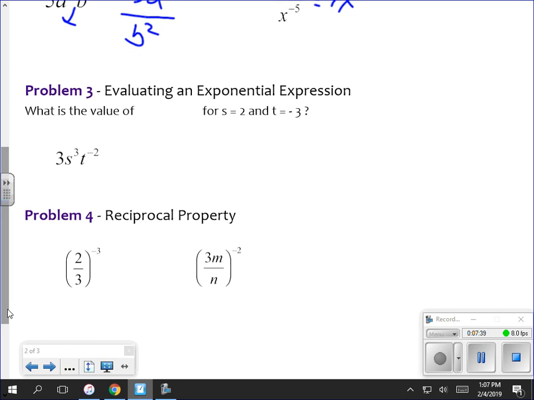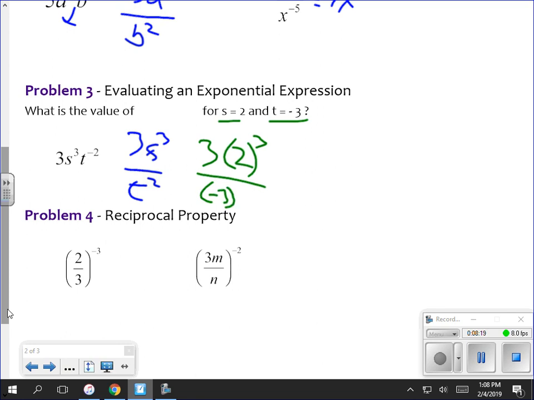Problem number 3, same idea, but you want to evaluate it. So here's what you do. First thing I would do is rewrite this so I don't have any negative exponents. So I have 3s cubed over t squared. And then I do my substitutions. So I have 3 times s, which is 2 cubed, over t, which is negative 3 squared.